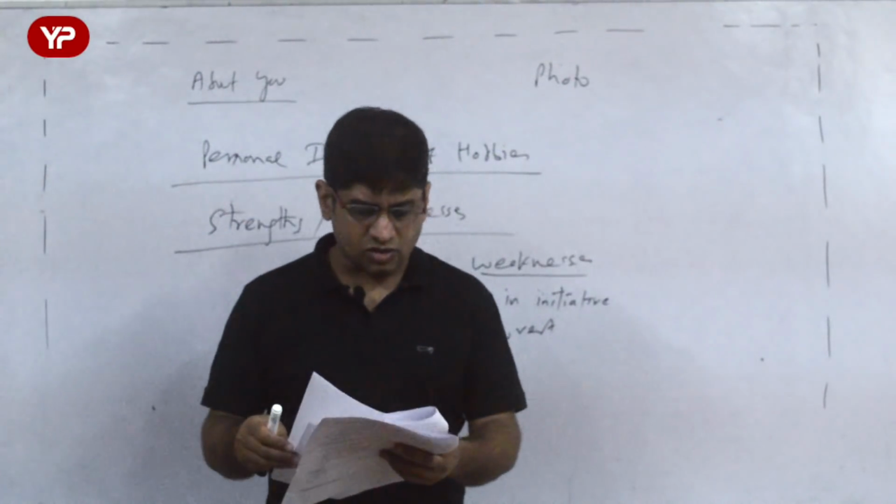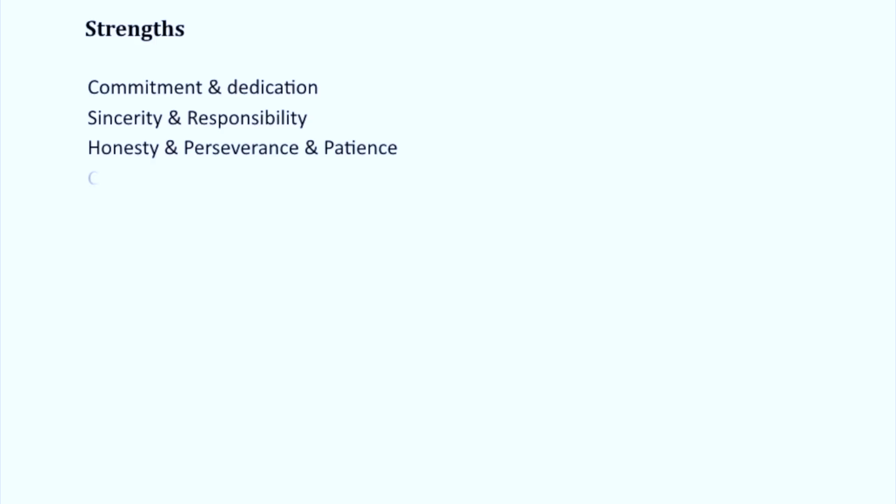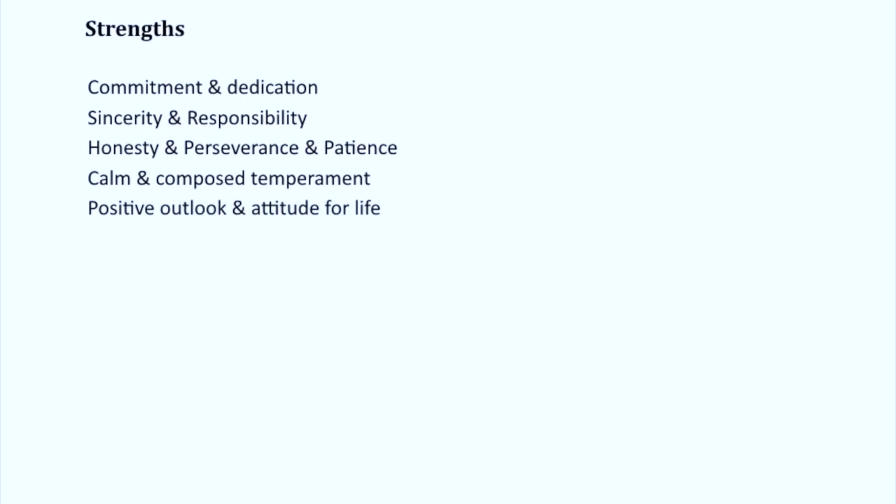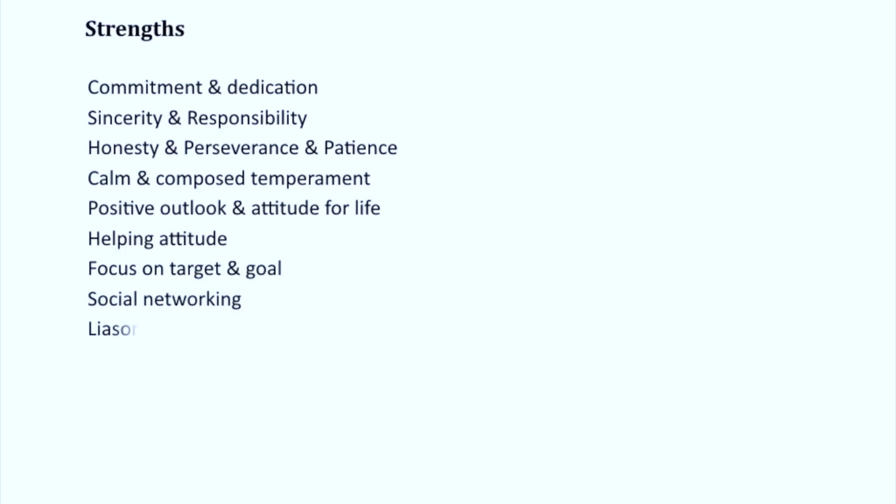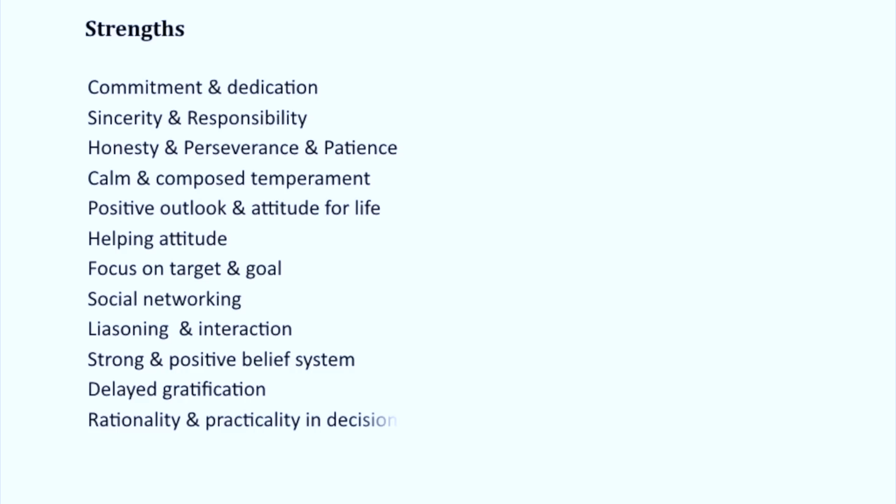Let me read some strengths and weaknesses which I have collected. Commitment and dedication, strength. Sincerity and responsibility, your strength. Honesty, perseverance, patience. Calm and composed temperament, that is your strength. Positive outlook and attitude for life. Helping attitude, focus on target and goal, social networking, listening and interaction, strong and positive belief system, delayed gratification, rationality and practicality in decision making, extrovert and socialization, stage show and speech. These are your strong points.